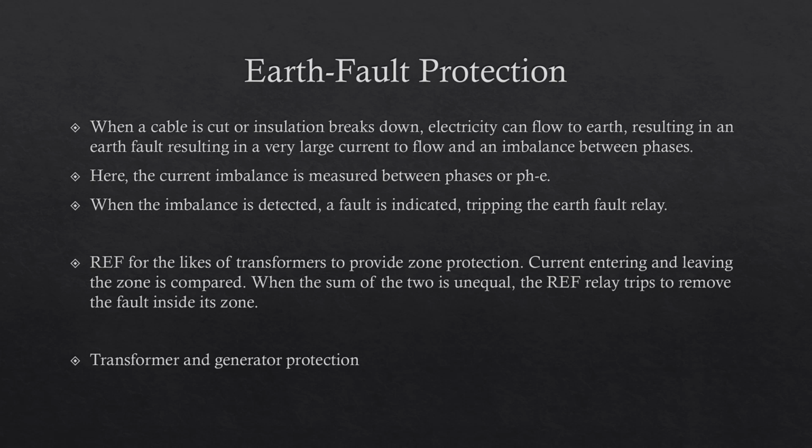Another version of this to provide protected zones is restricted earth fault, REF, and this can protect transformers. And how it works is that it monitors the current entering and leaving this specific zone, and it ensures that if the sum of the entering and leaving current is unequal, then it causes a trip. The zone is then indicated to have a fault within it, and it's used on transformers and generators.